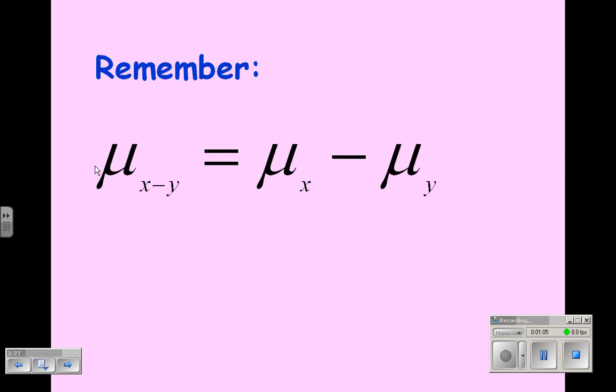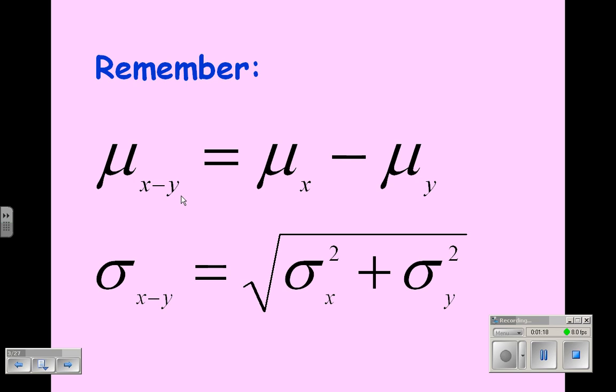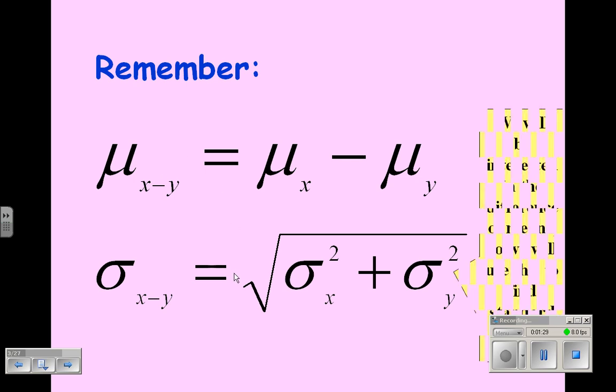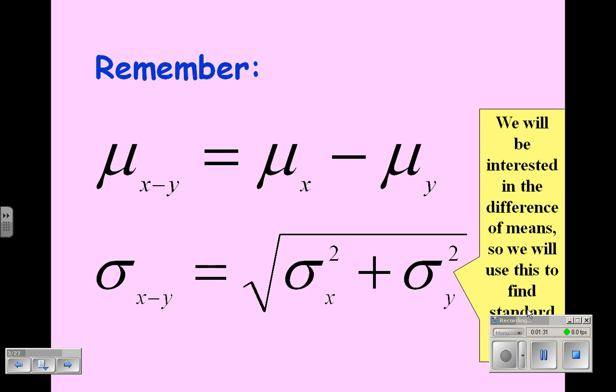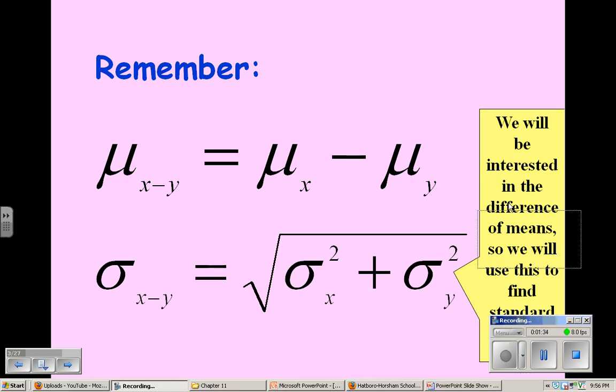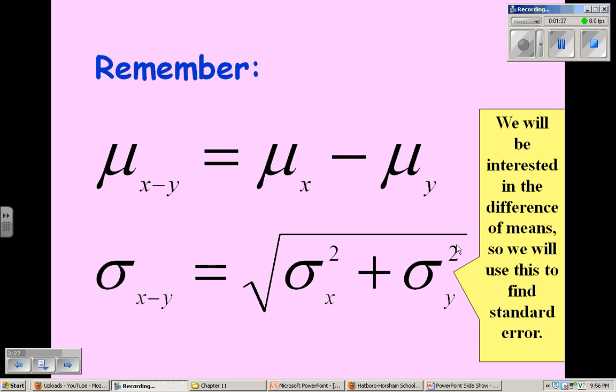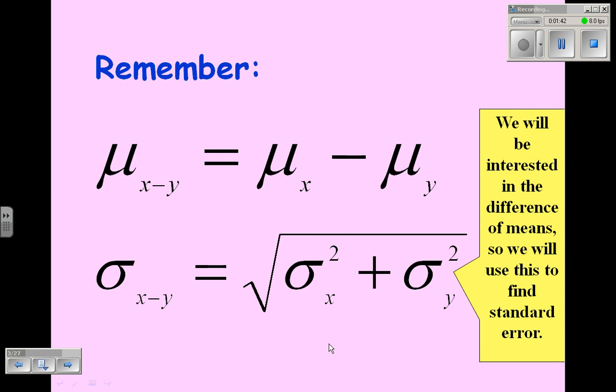Remember back from when we studied this in Chapter 7 that if you're doing the two random variables x and y and you're combining their means together, this was the formula for the combined mean, and this is the formula for the combined standard deviation. Hopefully you remember that from Chapter 7. If not, you should write it down because this is what we're going to be using a lot for these procedures. We're going to be interested in the difference of means. When we're comparing two samples together, we are predominantly going to be talking about the difference in means. So we're going to use this standard deviation to help us find the standard error.